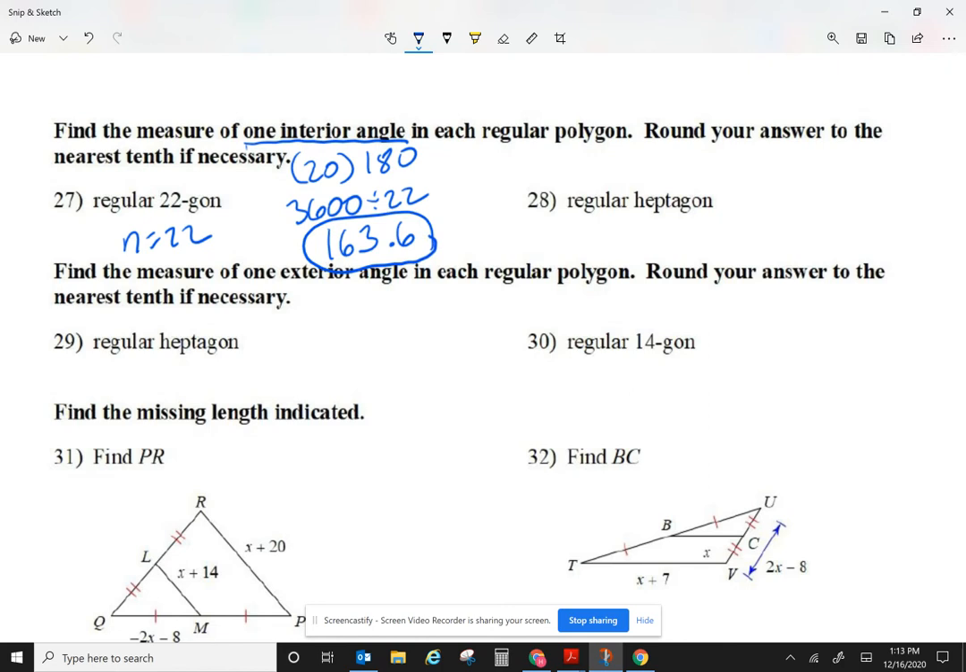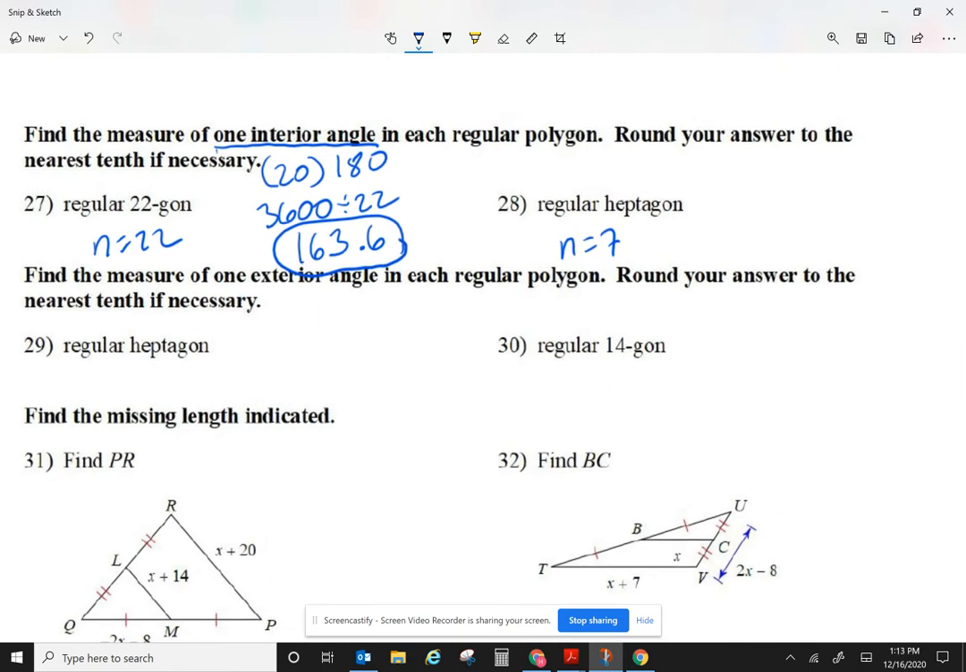All right, let's do it again. Question number 28. A regular heptagon. Heptagon means there's 7 sides. That means there's 7 angles as well. So for me to know how much all of them add up to, I'm going to go 5 times 180. Remember the 5 because n minus 2. Now 5 times 180 is 900. So all of them add up to 900. I want to know how much is one of them. So let me divide this by 7. I'm going to round my answer to one decimal place. So I'm going to have 128.6.